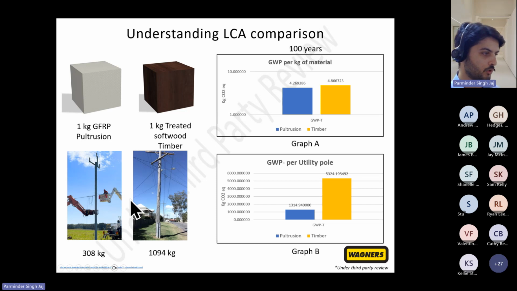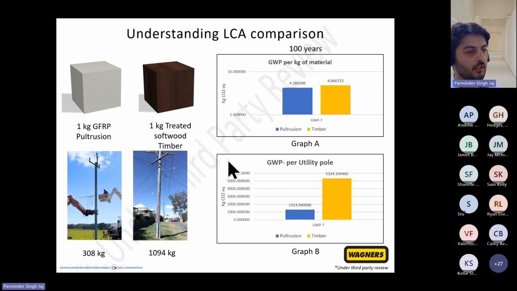And we take an example of a utility pole here. A utility pole made out of GFRP pultrusion weighs around 1/3 of the treated timber one. And as you know, the emissions are linked to per kg of the product declared in the EPD. So if you put in the numbers, you will see that as the timber is really heavy, it will have higher emissions, and pultrusion will have lower emissions because it is a product that gives you high strength and is a lightweight material.